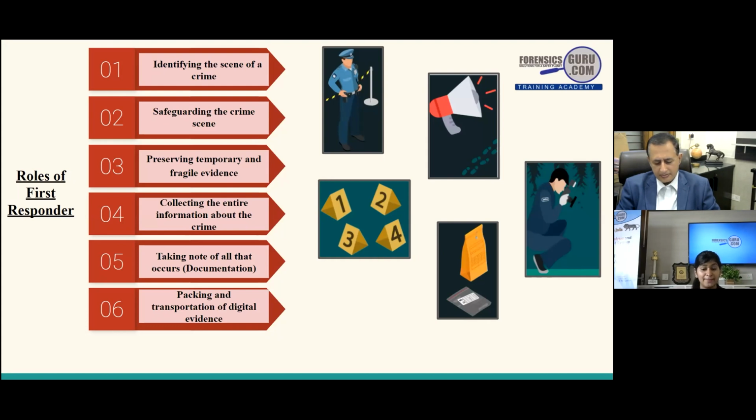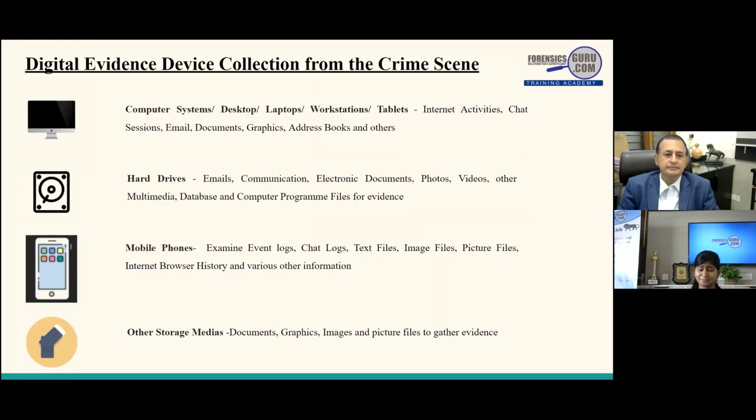So after collecting the evidence, packaging of evidence should be done in a proper manner so the evidence device is not going to be damaged. The investigator should make sure that no damage is caused to any of the evidence devices, and then transportation of the evidence. All right, so these are a few roles of the first responder or the investigating officers.